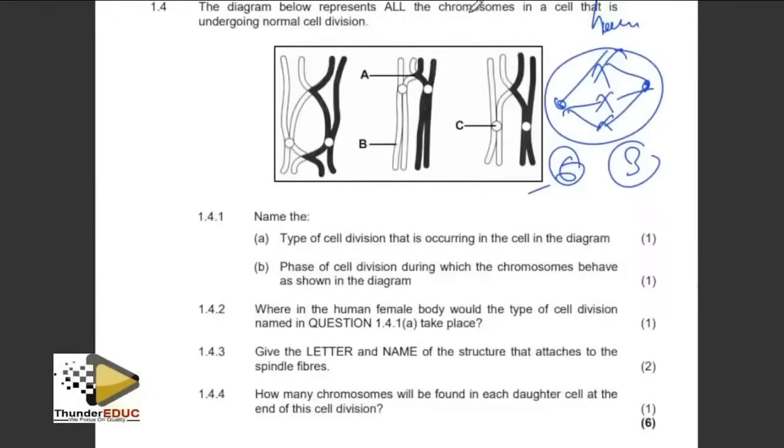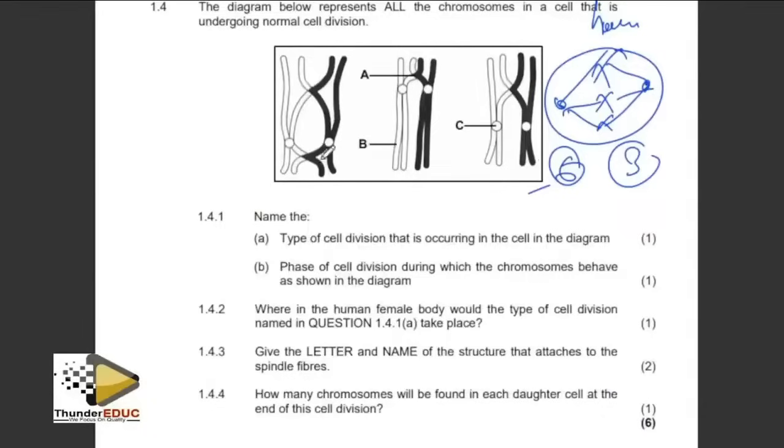The diagram shown represents the chromosomes in a cell that is undergoing normal cell division. Now they're asking, how many chromosomes will be found in each daughter cell at the end of this cell division? How many chromosomes are you seeing here? This is chromosome 1, chromosome 2, chromosome 3, chromosome 4, chromosome 5, chromosome 6.